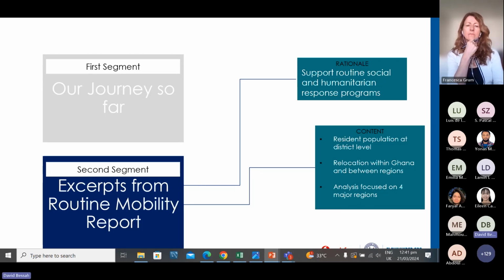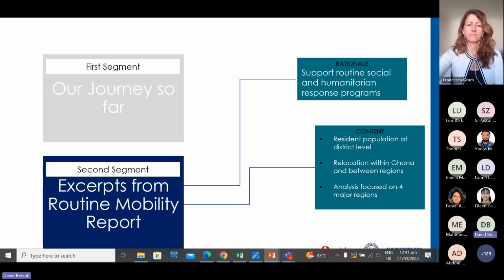So recognizing the need and the importance of dynamic population estimates and automation to generate standard reports on mobility in Ghana, this has been developed. The rationale is to provide support to routine social and humanitarian response programs. And this report we had actually intended to release every year.